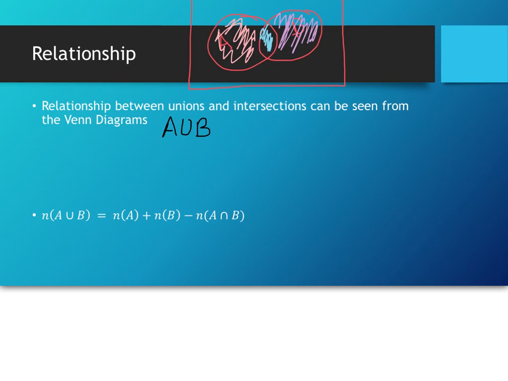So if I was trying to find the number of things in A union B, what I'd have to do is count up the number of things in A plus the number of things in B and throw away the intersection. Now let's take that and I'll show you that that works in an example.